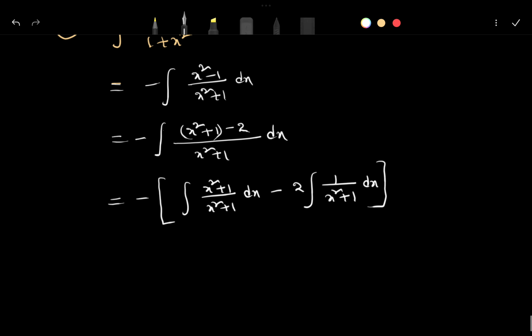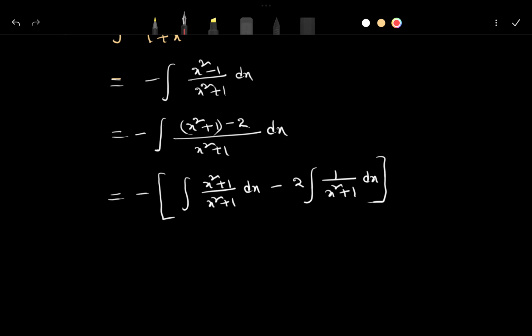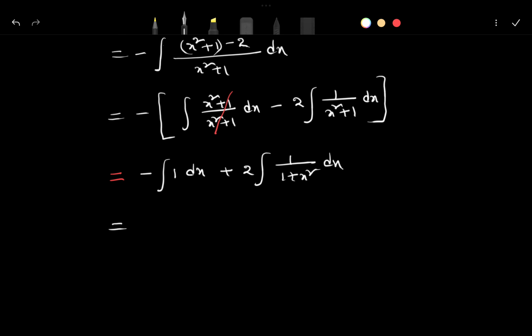All of you see this one. Here in the first term, numerator and denominator cancel. So that is equals to minus of integration of 1 into dx, and minus into minus plus 2 into integration of 1 by 1 plus x square into dx. What is the integration of 1 into dx? x. So minus x plus 2 into integration of 1 by 1 plus x square, which is tan inverse of x, plus c. So this value you can write as 2 into tan inverse of x minus x plus c.